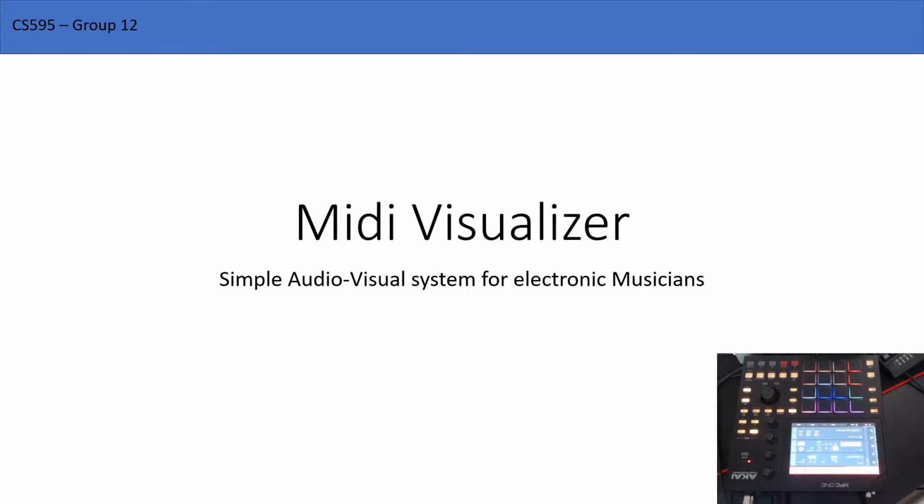This is Group 12 for CS595 in winter of 2021. Our group project is the MIDI Visualizer. It is a simple audio-visual system for electronic musicians.